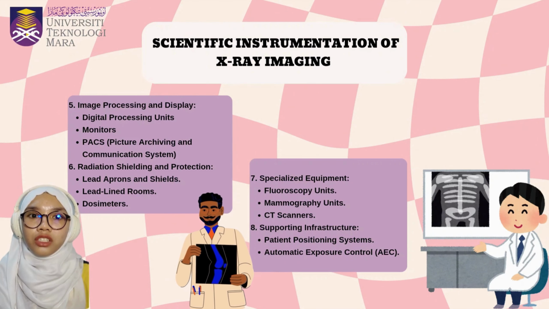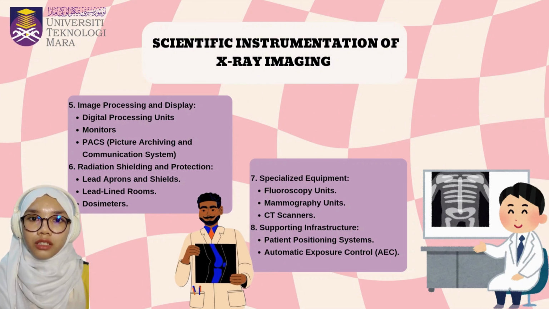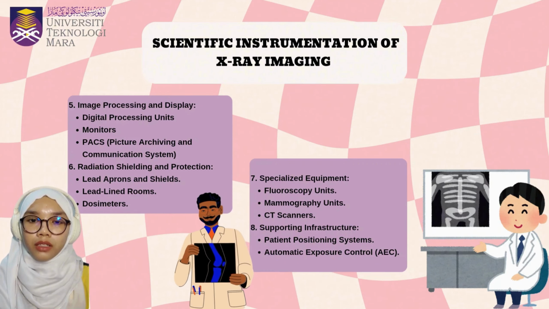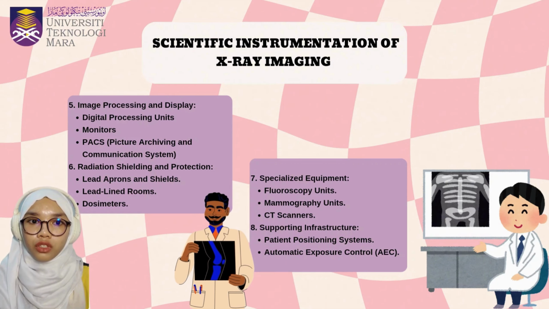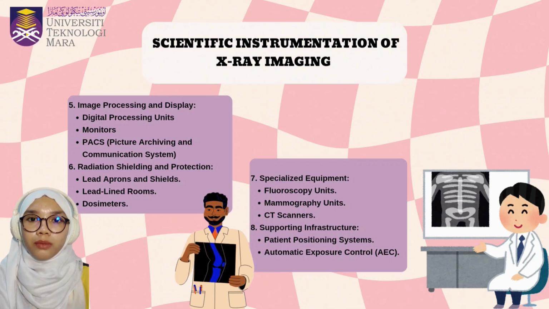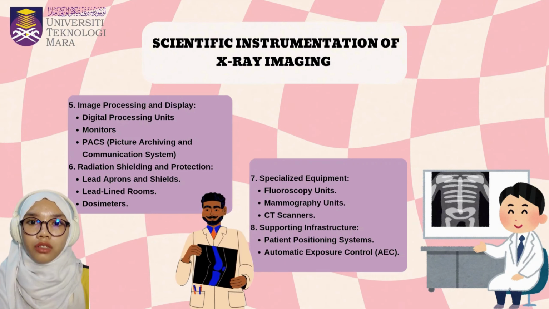Next is radiation shielding and protection. First is lead apron and shield, protect patient and healthcare worker from unnecessary radiation exposure. Next, lead lined rooms. X-ray rooms are often lined with lead to prevent radiation from escaping. Lastly, dosimeter, device worn by radiologists and technicians to measure the exposure to radiation over time.